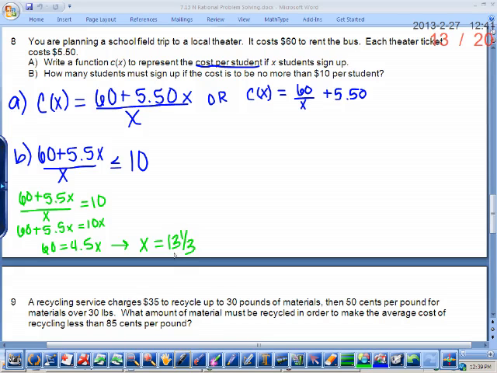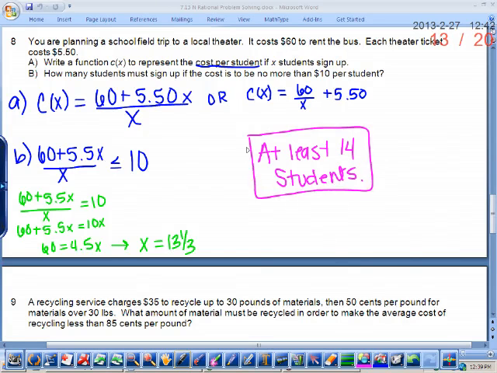So what do you think that means? 14. Yeah, we can't have 13 1/3 students, right? But if we have just 13 students, is it going to be less than 10? It's not. So we've got to go up to the next full student. If you weren't sure, could you plug in 13 and 14 and see which one works? Yeah. So what this means is there needs to be at least 14 students. Everyone okay with that?